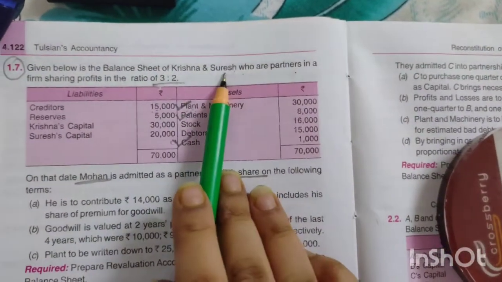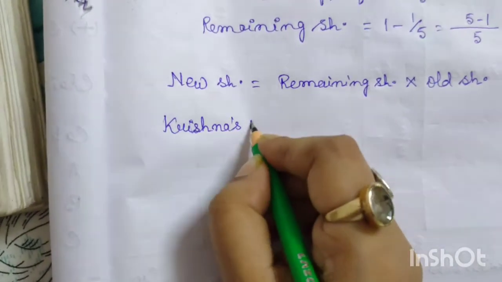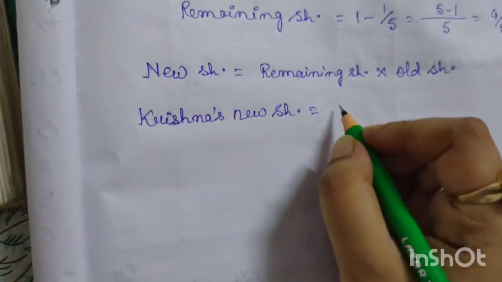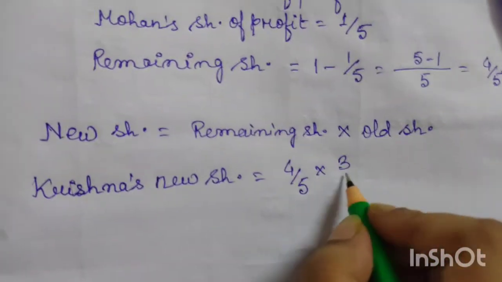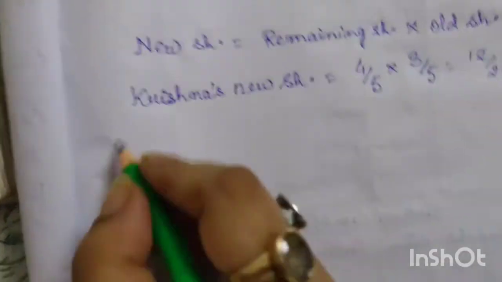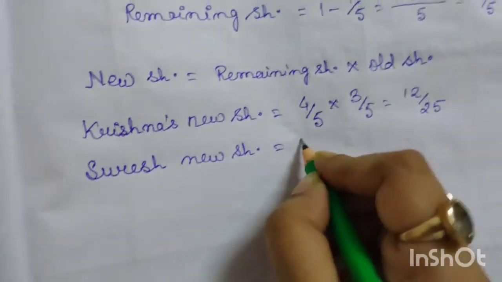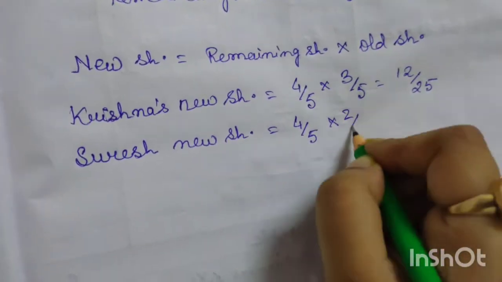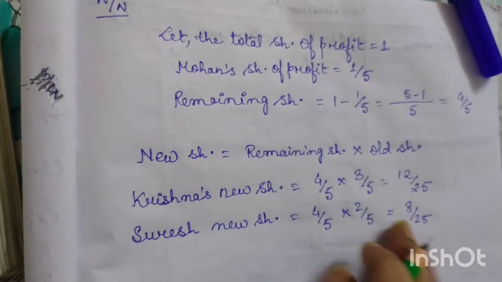So the old two partners, Krishna and Suresh, had a ratio of 3:2. Here we will first calculate Krishna's new share. Krishna's new share is equal to the remaining share 4/5 into old share 3/5, so it will be 12/25. And for Suresh, the new share is again the remaining share 4/5 into 2/5, so it will be 8/25. So we got the new shares of Krishna and Suresh.